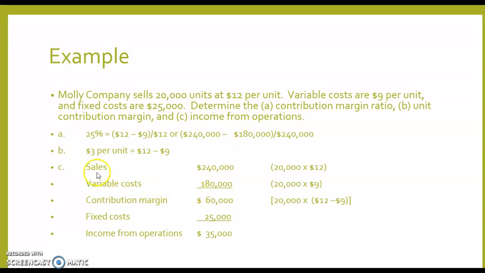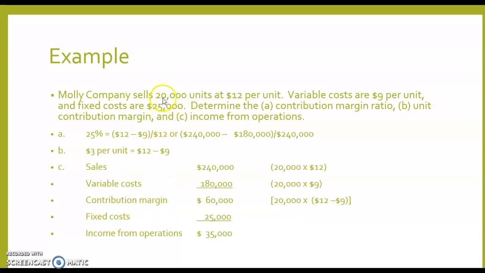Let's do the operating income. So that shows you here our sales is $240,000. How did we get that? We took the 20,000 units we sold, and each unit was sold for $12. So 20,000 times 12 is $240,000. The variable costs were $9 per unit times the 20,000 units is 180,000. So 240,000 minus 180,000 equals 60,000. That's our contribution margin, our total contribution margin.